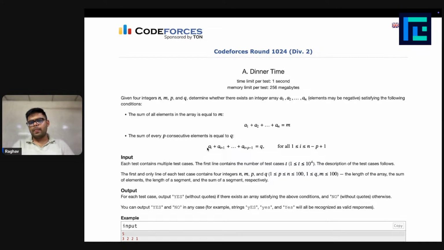So if you pick up any subarray of size p, then the sum of all the elements of that subarray must be equal to q. Yeah, so these are the two conditions that must hold for the array.